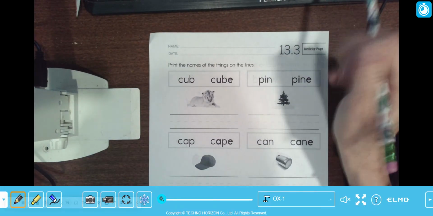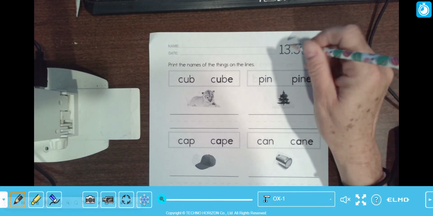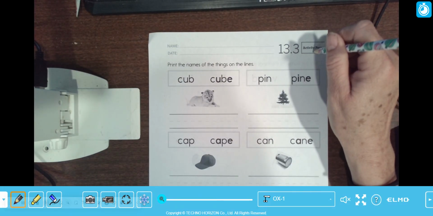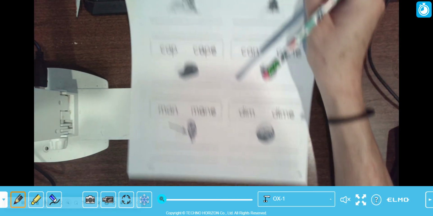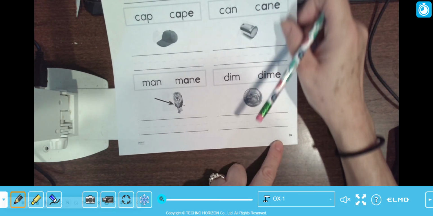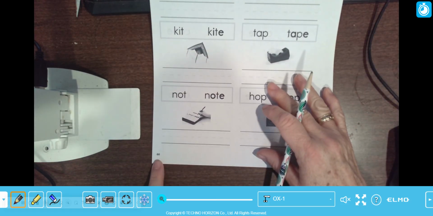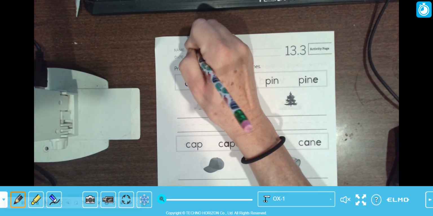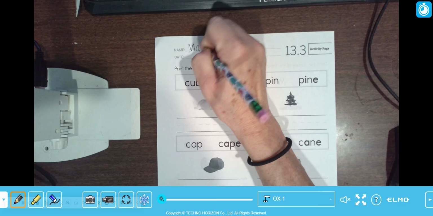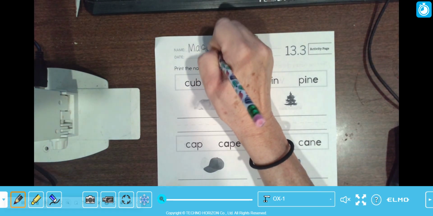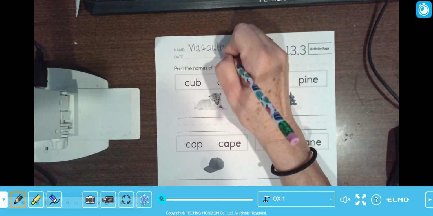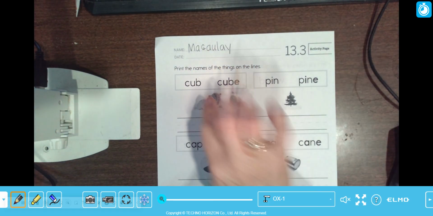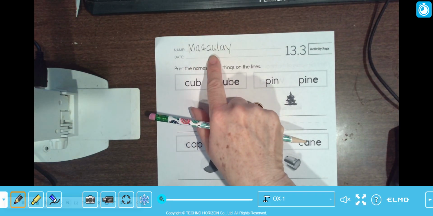Okay, today we're going to do this page, page 13.3 from the Activity Book for Unit 2, and it's page 59 on the front and page 60 on the back. Okay, so write your name at the top. And then right here, you're going to write today's date.